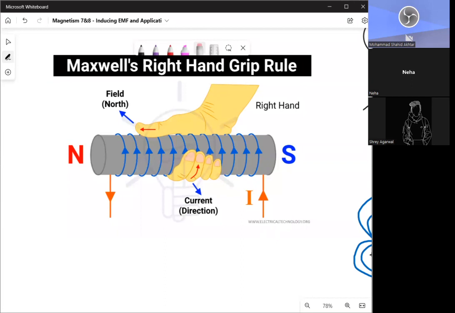Okay. Done? Yep. So basically, the guy, whoever it is, is holding a rod with his right hand with a proper grip, and his thumb is pointing towards the north side, and the fingers are facing towards the palm. I can say that, right?